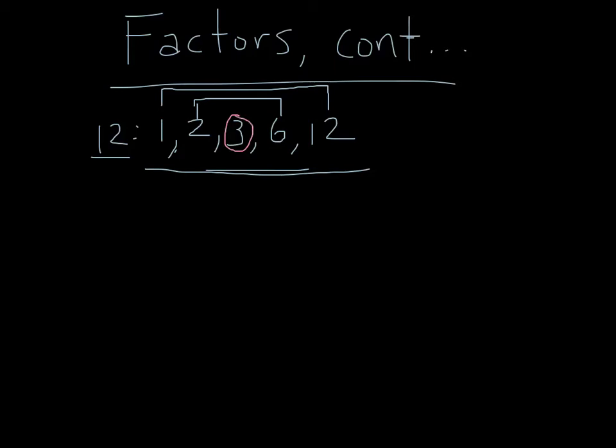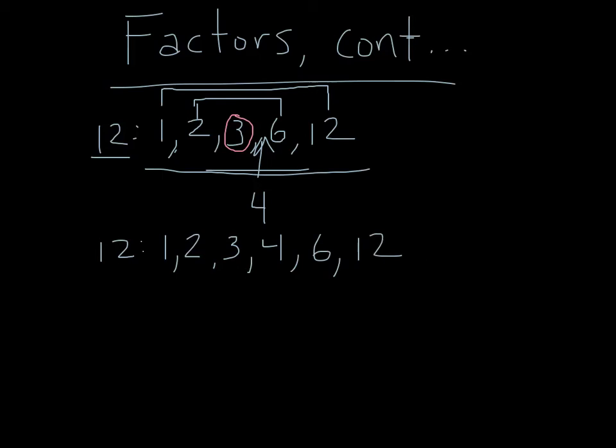Oh, 3 should partner up with 4. And we don't have 4 listed, so guess what? We missed one of the factors of 12. And that is, 4 should have been right there. So the factors of 12 actually are 1, 2, 3, 4, 6, and 12.